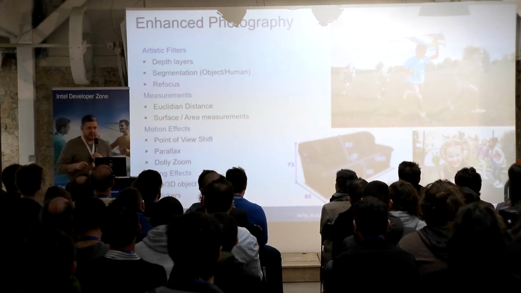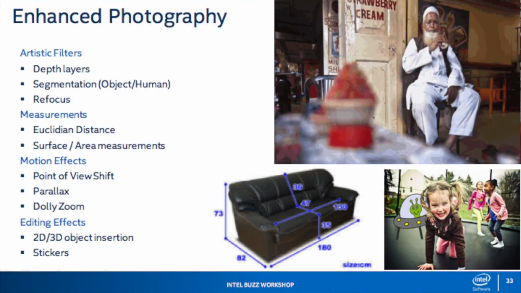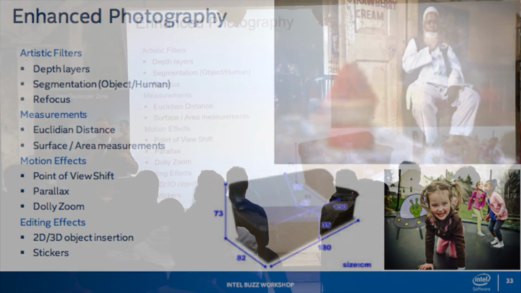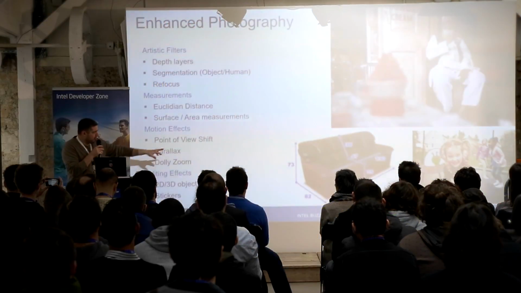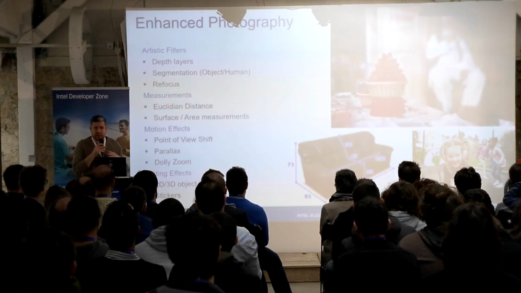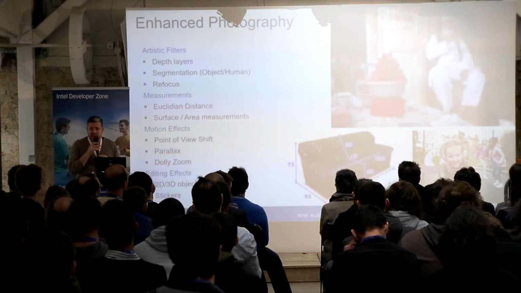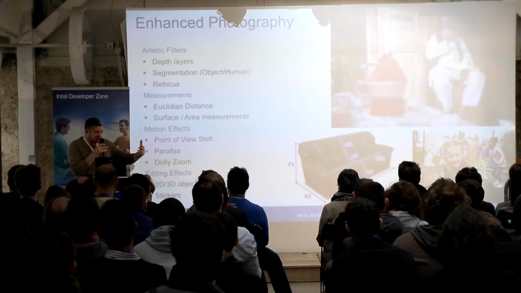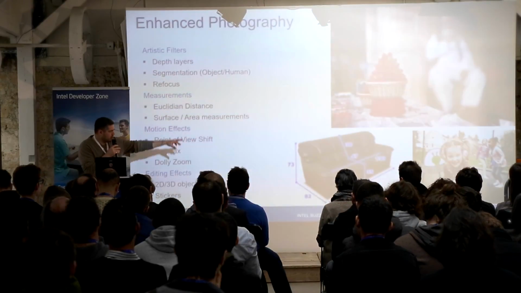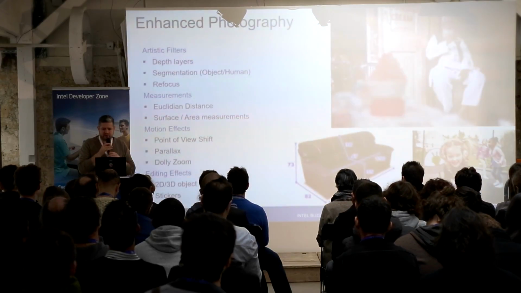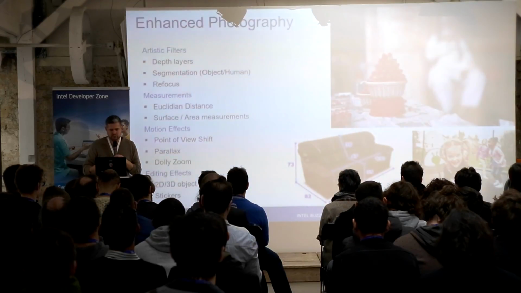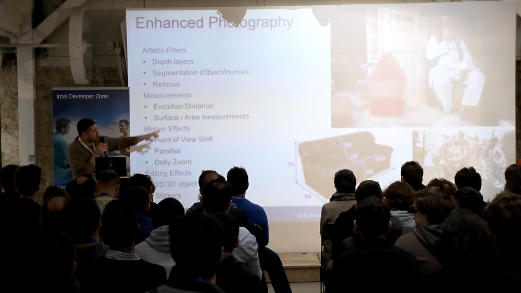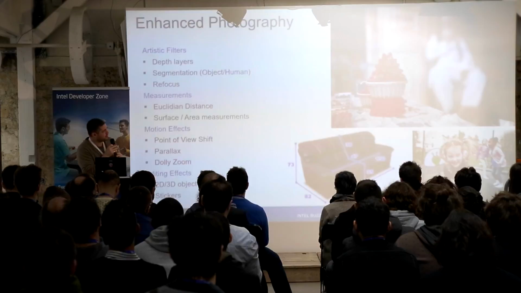Okay, enhanced photography. That's another cool feature. You can take a picture of something, and because it has that 3D depth map, you can work out rough measurements. You can take a picture of pretty much anything, and because it has that depth built into the picture, you can then work out different measurements. And also you can focus on different areas.